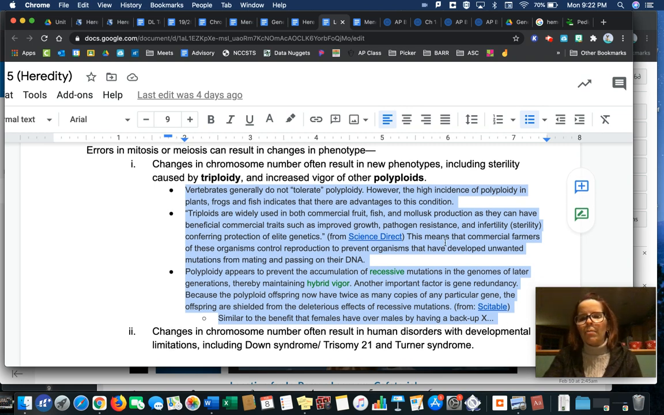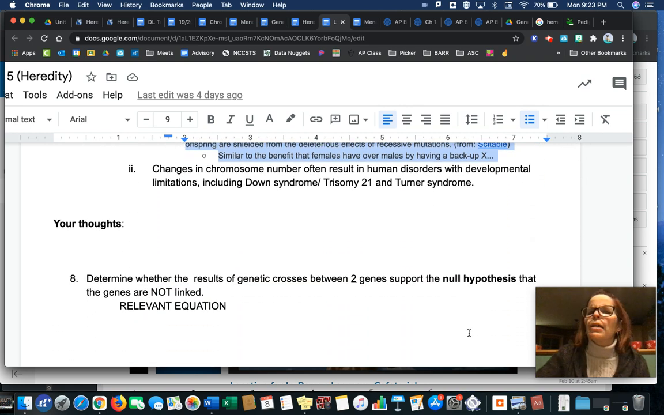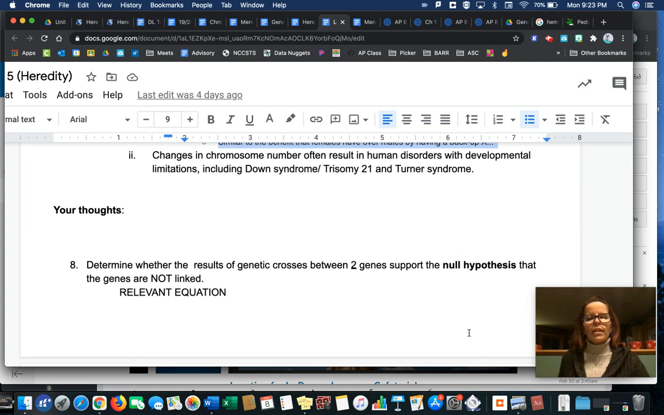Okay, and you can read more about those if you're interested in them. I was surprised that those were listed as learning targets because we don't usually cover that information.